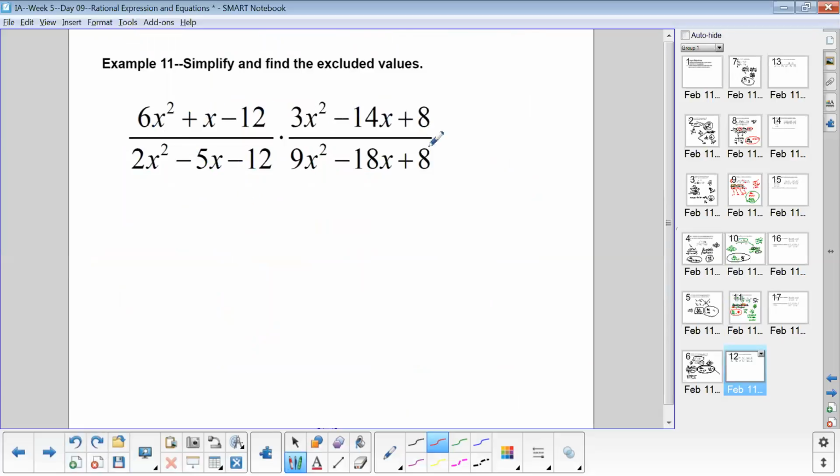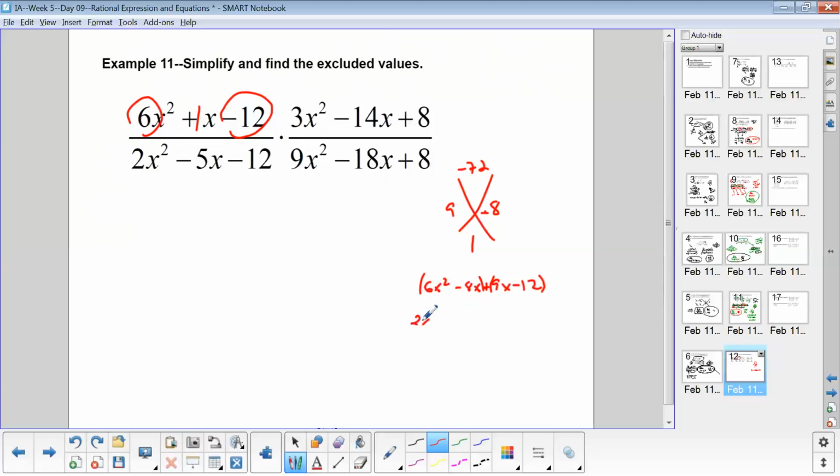Okay, again, I've got some factor by grouping. So I'll take the top expression, and that's going to be -72. 6 times -12 is -72. It's got to add to give me a +1. And that should be 9 and 8, and 8 negative. So that'll give me 6x squared minus 8x plus 9x minus 12. So I'm just factoring this trinomial. So I got quite a bit of factoring to do here.